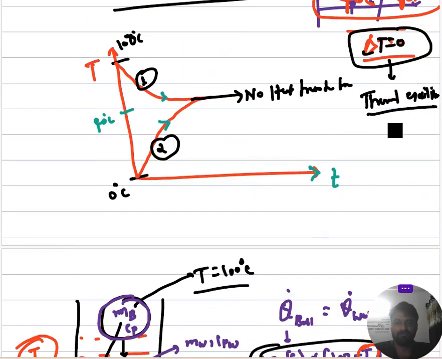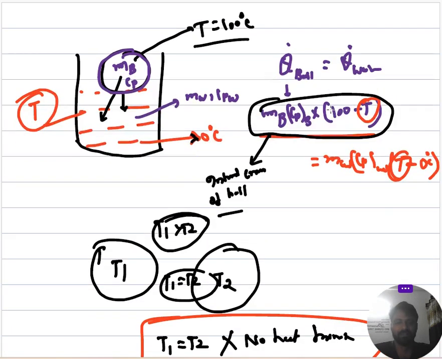From this graph, you can see the temperature versus time curve for two different objects. One object is at 100 degrees centigrade, another is at 0 degrees centigrade. With respect to time, you can see the higher temperature object is losing heat, and the lower temperature object is gaining heat. After a certain time, they both will reach equilibrium, where no heat transfer takes place.